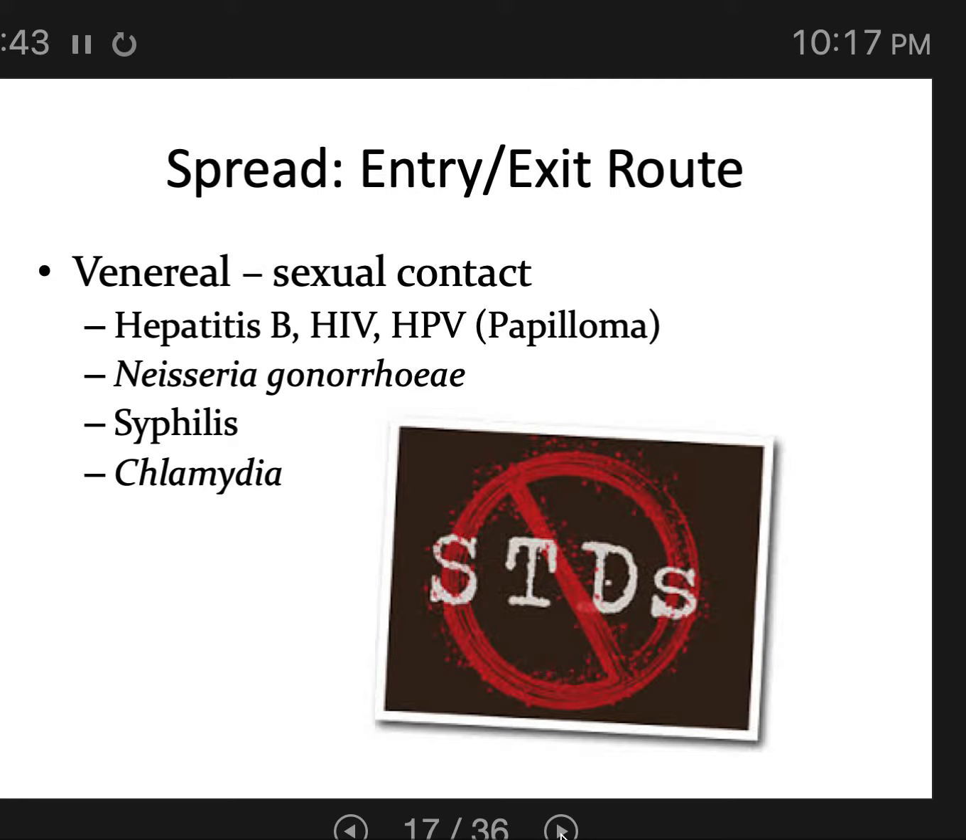And then we have venereal disease or sexual contacts, STDs. So hepatitis, HIV, papilloma, HPV, gonorrhea, syphilis, chlamydia. These are all examples of pathogens that use the venereal route. So both, again, entry and exit is the same. And you'll notice that there are overlaps, right? You've seen HIV on more than one entry-exit route. So often pathogens have more than one way to get around. HIV can, for example, go the blood-borne route or the venereal route.